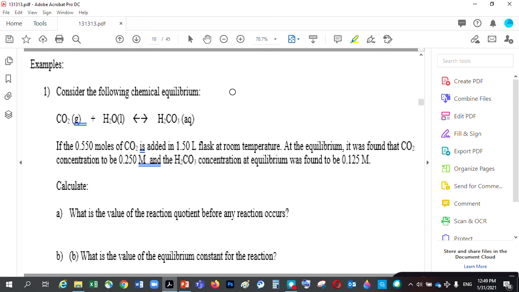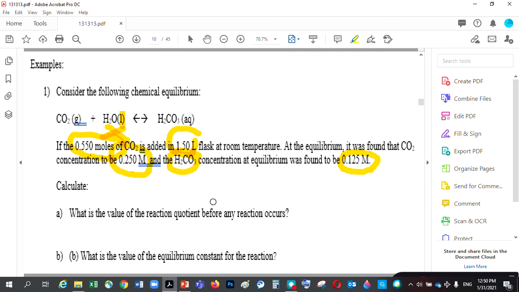So in this, we'll go through examples of QC and KC, or KP and QP, using numbers. We have this reaction here. Carbon dioxide reacts with H2O to produce carbonic acid. We said this is liquid. This is out of consideration, not part of the QC and KC. If 0.55 moles of carbon dioxide is added in, this is the volume, and this is the number of moles. If you divide moles by volume, that gives you the molarity, correct? At temperature, at equilibrium, it is found the CO2 concentration is this. And the carbonic acid has this equilibrium amount.